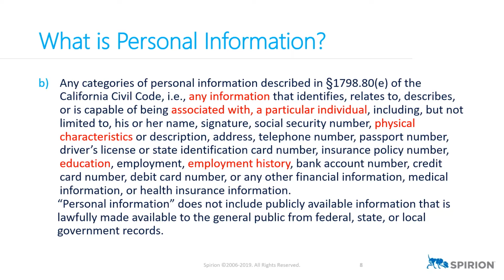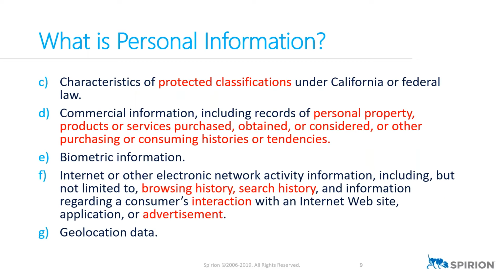That's all personal information. If we go to the next slide, it gets better or worse if you're having to build that inventory. So you've got protected classifications. What they mean is protected classes, so under Title VII or the California equivalent. Commercial information, so your personal property records. If you bought something on eBay or Amazon or what have you, that's all personal information. Your browsing history, your search history, interacting with an advertisement, you don't have to buy anything. So just having that interaction is personal data.